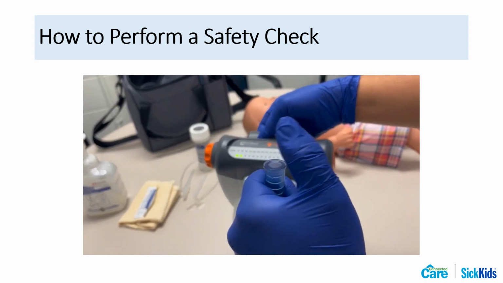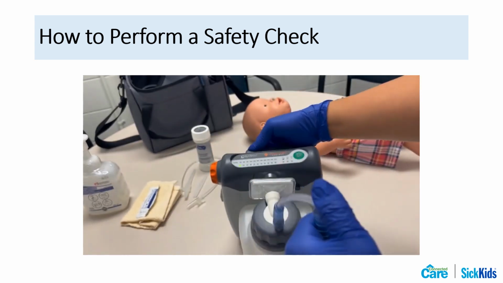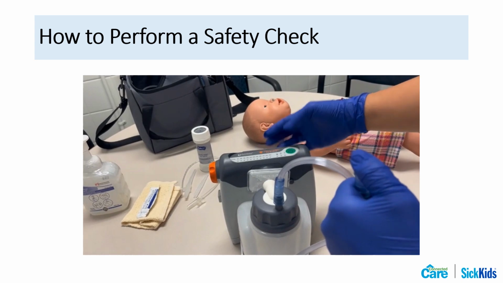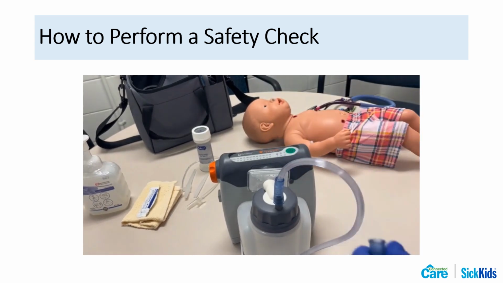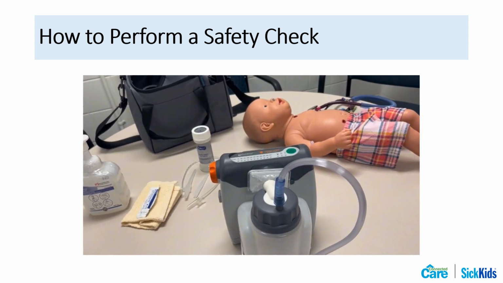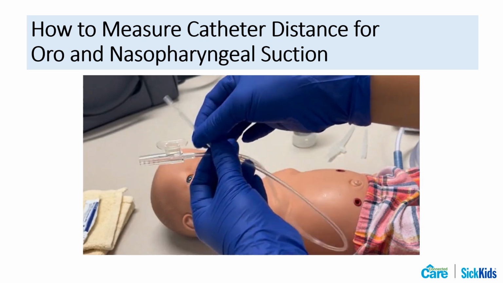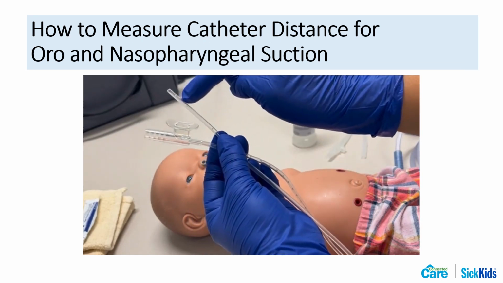Once you release your thumb to unblock the end of the tubing, the pressure on the gauge will disappear. This is how you perform your suction pressure safety check for your suction machine. Let's review the measurements for oral and nasal pharyngeal suctioning.